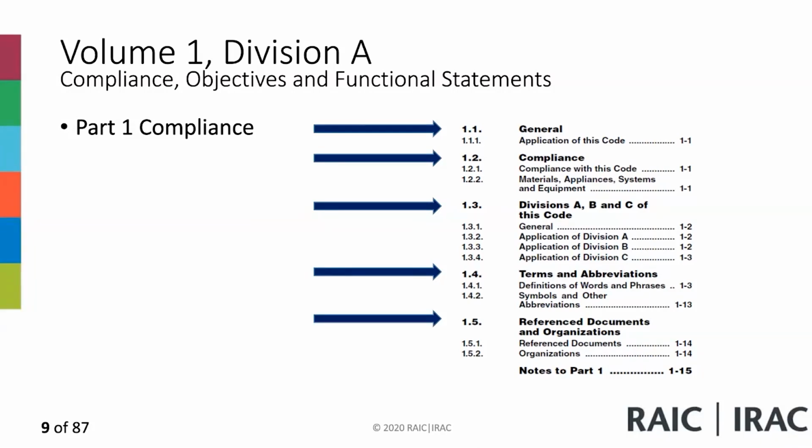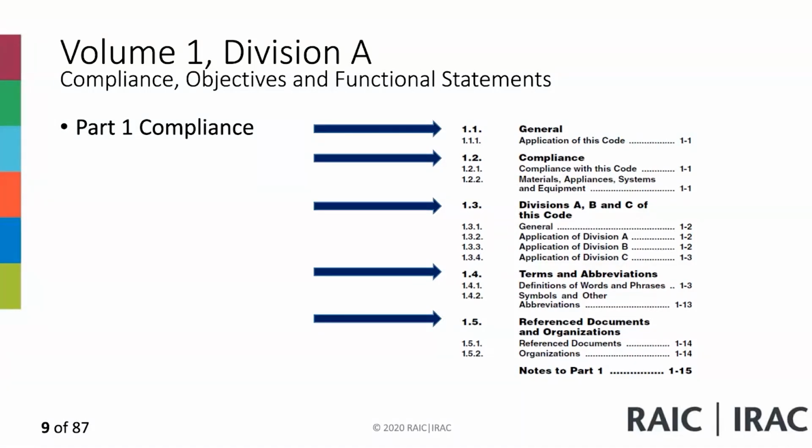Okay. So we're looking at the table of contents. Hopefully you guys are seeing it for Division A. And I would like you to go to compliance. So compliance 1.1 and general. So 1.1.1, you've got the section, then the subsection, and then the article 1.1.1.